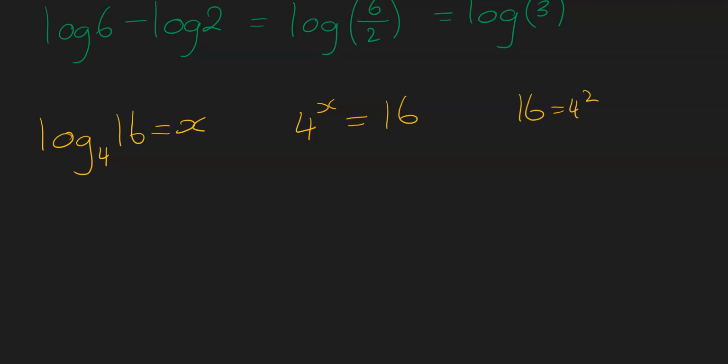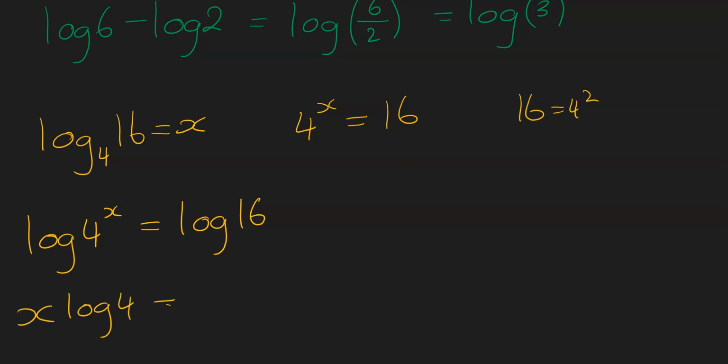But let's just say if it was a bit more of a complicated one, how could we use our log rules to solve this? So what you can do is you've got this part right there, and you can log both sides, and it will look like this. Log of 4 to the power of x equals log of 16. Now I'm just showing you this trivial example, just in case you had a more complicated example. Now what you could do is take x to the front. You can apply this log rule over here, x log of 4 equals log of 16.